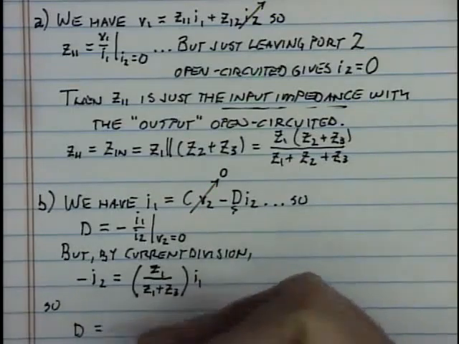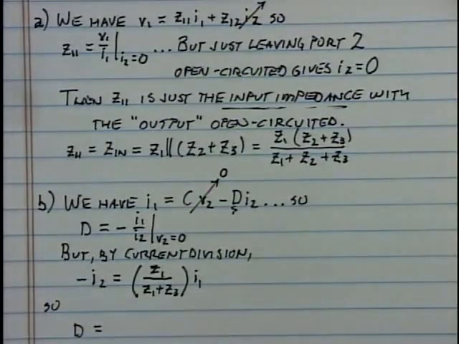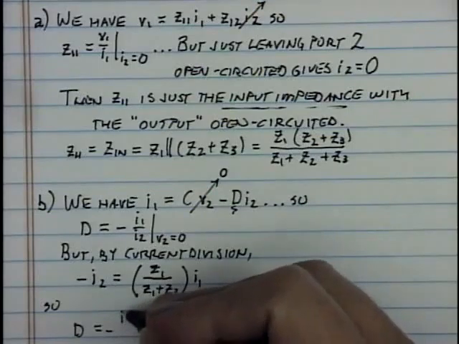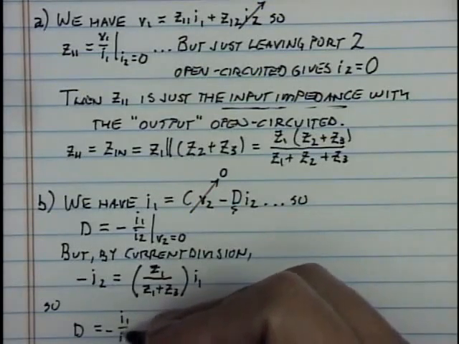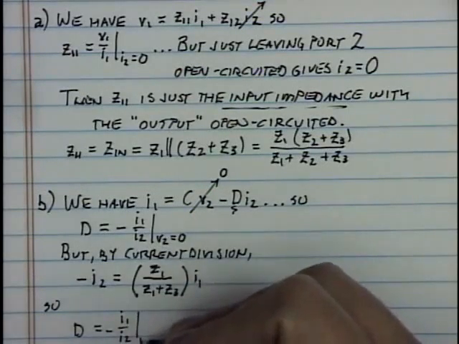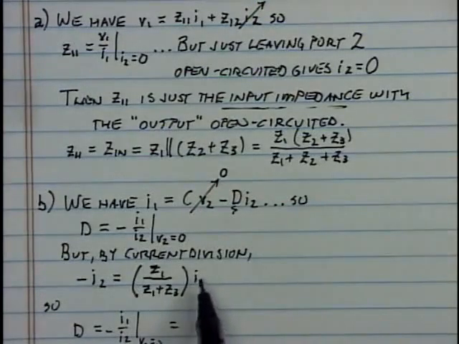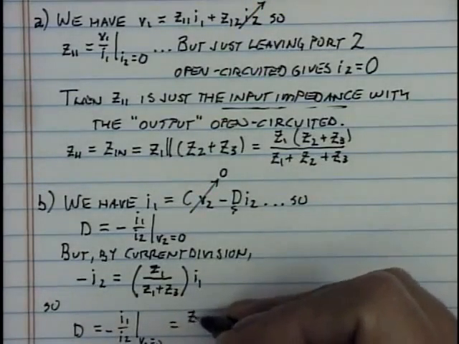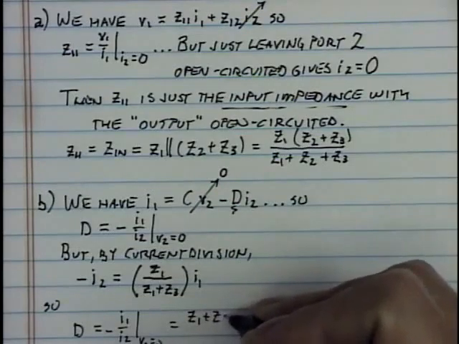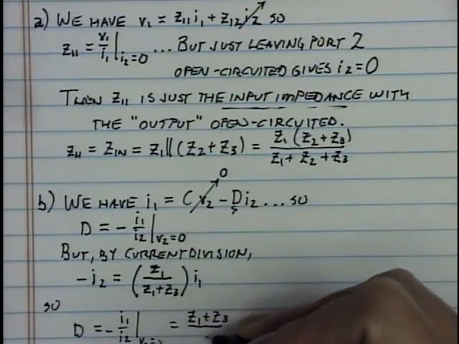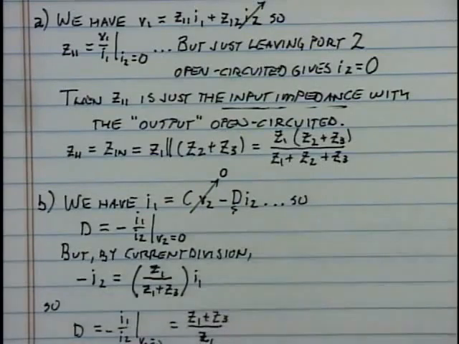Well, D is minus I1 divided by I2 in this case. There's I1, there's minus I2. Put that over on the other side, and I guess there's our result, Z1 plus Z3 divided by Z1.